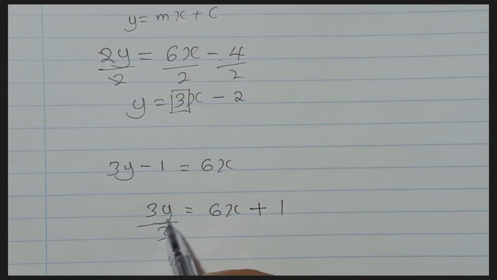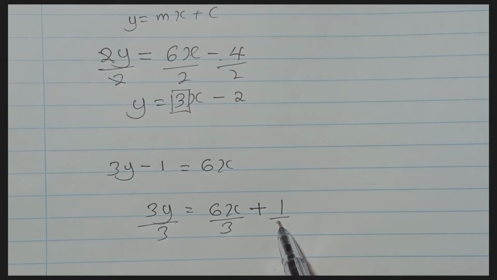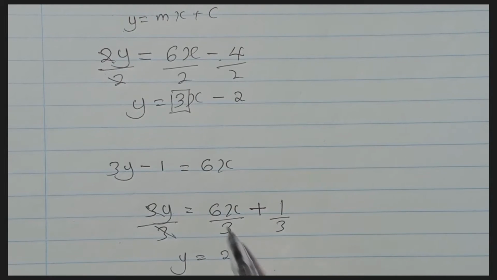Here we need to make y alone, so the 3 you need to remove, that's why we divide by 3. Here also divide by 3, and here also divide by 3, so the 3 cancels here. Here will be just y, and here will be 2x, because how many 3s are there in 6? 3 times 2, like that, 2x. And here you can't divide, so just keep 1 over 3. So this is the gradient, like that, right?